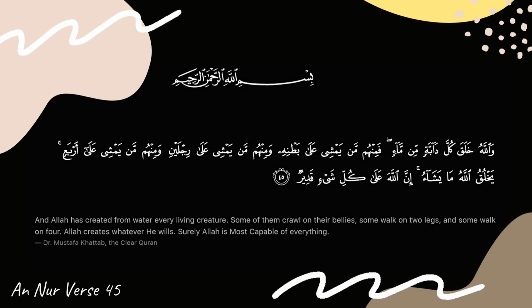The Quran verse that we can relate to our topic today is Surah An-Nur, verse 45. And Allah has created from water every living creature. Some of them crawl on their bellies, some walk on two legs, and some walk on four. Allah creates whatever He wills. Surely, Allah is most capable of everything. In this verse, we could see that Allah subhanahu wa ta'ala already stated in Al-Quran Al-Kareem that He created whatever He wished. It is also stated that there are many types of animals and creatures in this world. Annelids are one of them, which crawl on their bellies.